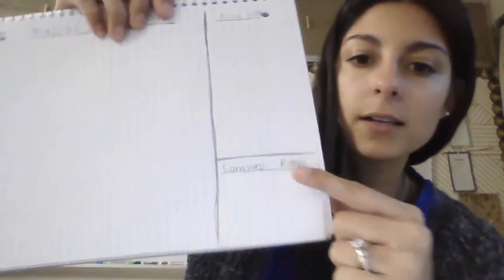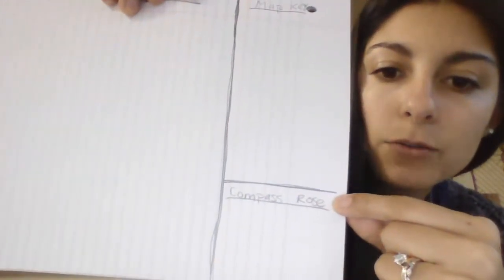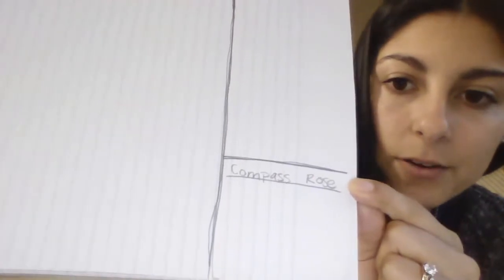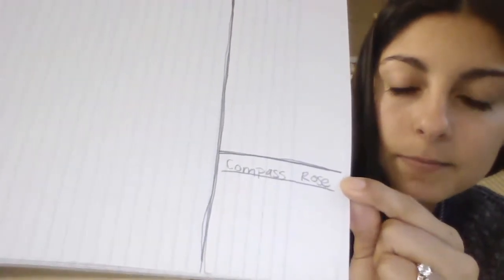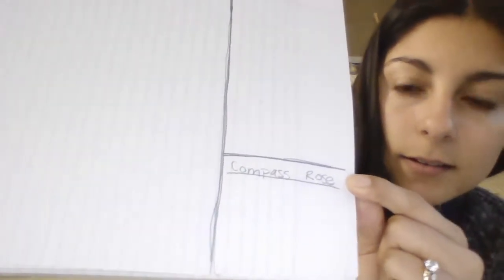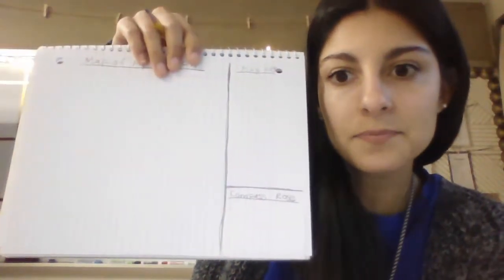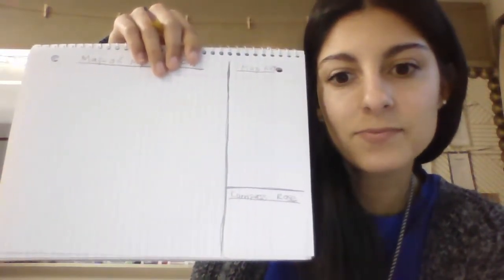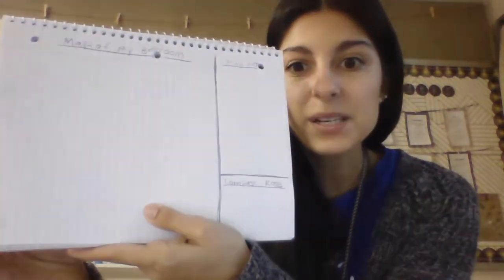So the last little box is going to be your compass rose. Make sure you write that down on the last box. Once you have that, we're good to start. Okay? Perfect. Now, let's start with our compass rose.